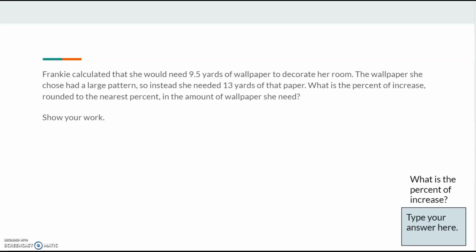So your exit ticket for class is to solve this problem. Frankie calculated that she would need 9.5 yards of wallpaper to decorate her room. The wallpaper she chose had a large pattern, so instead she needed 13 yards of that paper. What is the percent of increase rounded to the nearest percent in the amount of wallpaper she needed? Show your work, take a picture, use text, type your answer there.